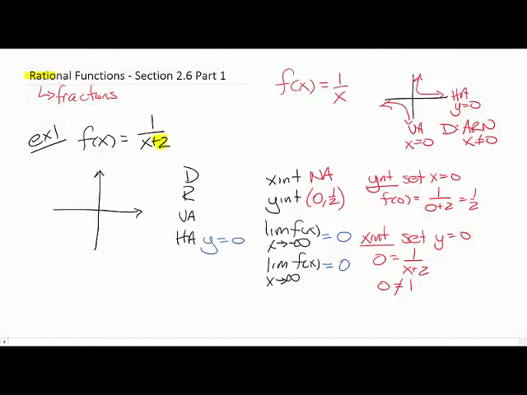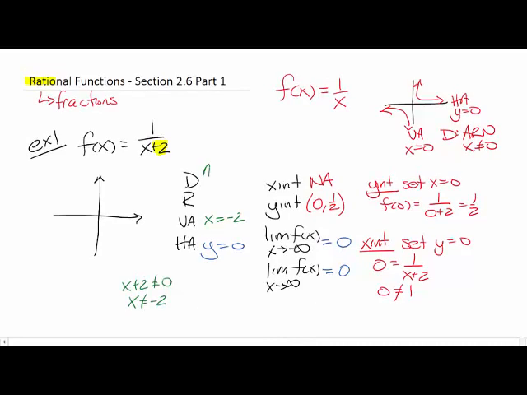For a vertical asymptote, we're going to set the denominator equal to 0. x plus 2 can't equal 0, therefore x cannot equal negative 2. That's my vertical asymptote. And that's also my domain restriction. My domain is going to be all real numbers except x cannot equal negative 2.